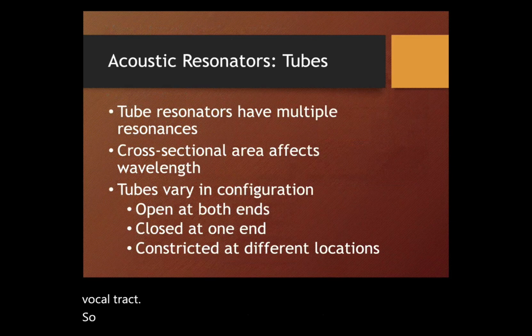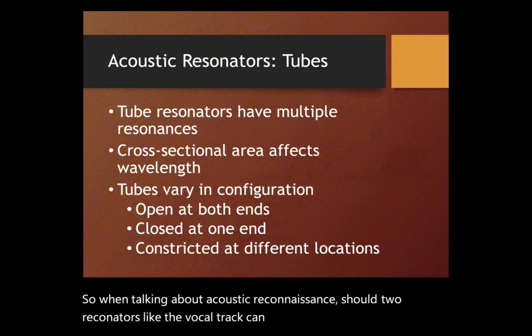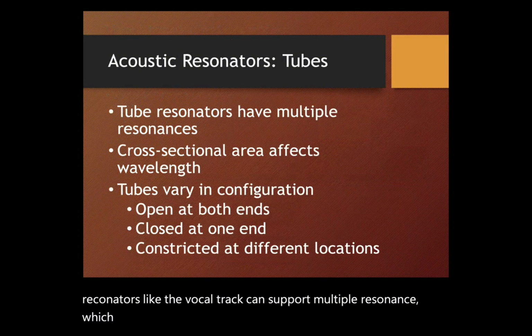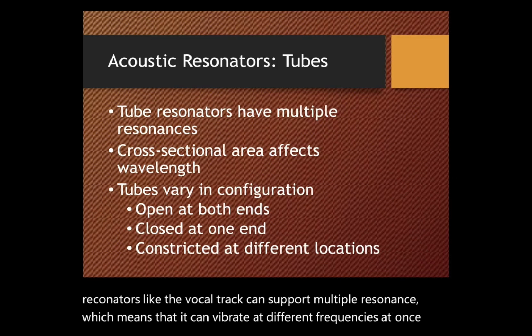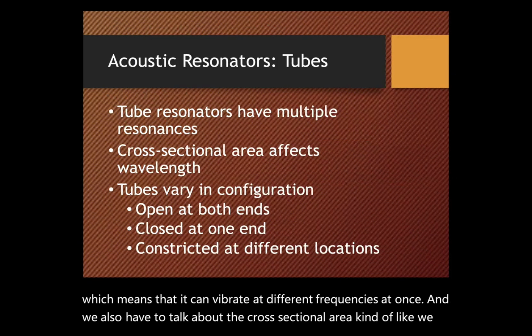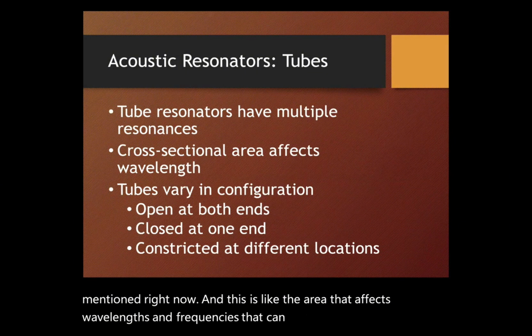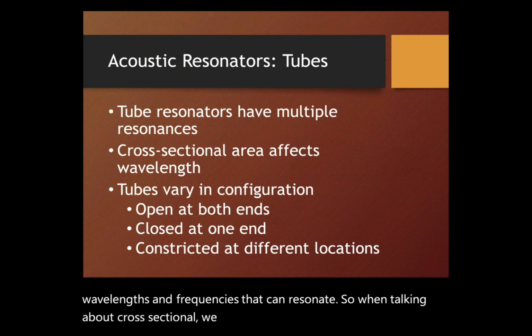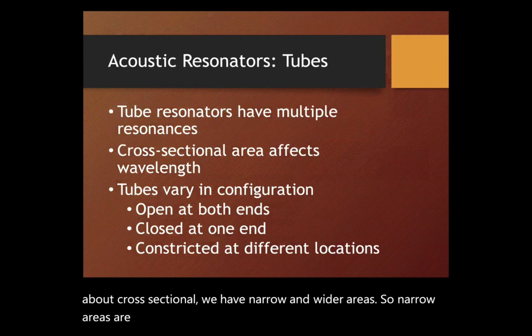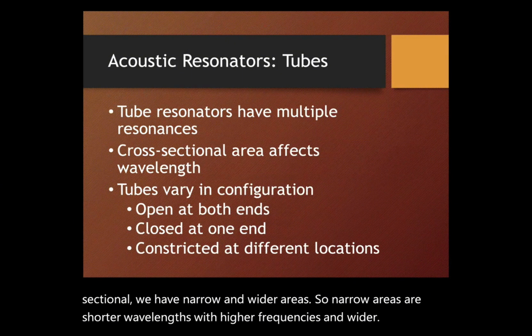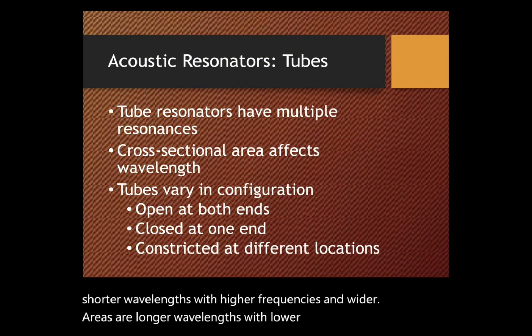So when talking about acoustic resonators, tube resonators like the vocal tract can support multiple resonances, which means it can vibrate at different frequencies at once. And we also have to talk about the cross-sectional area, like we mentioned just now. This is the area that affects the wavelengths and frequencies that can resonate. When talking about cross-sectional area, we have narrow and wider areas. Narrow areas have shorter wavelengths with higher frequencies, and wider areas have longer wavelengths with lower frequencies.